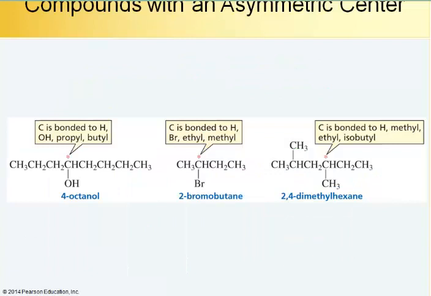Now you can pick asymmetric centers out fairly readily when you know what to look for. Here we have a propyl group. Here's our alcohol. We have this chain, a butyl group, and then our hydrogen. Similarly over here, we have four different groups.